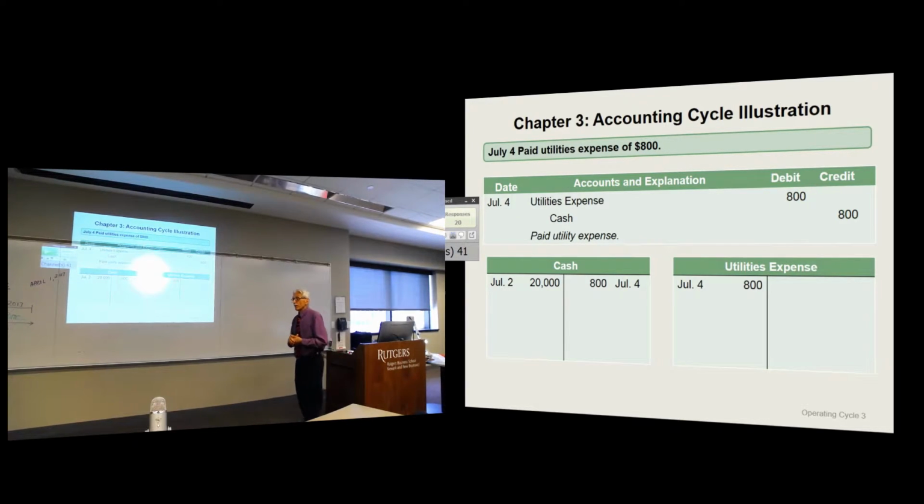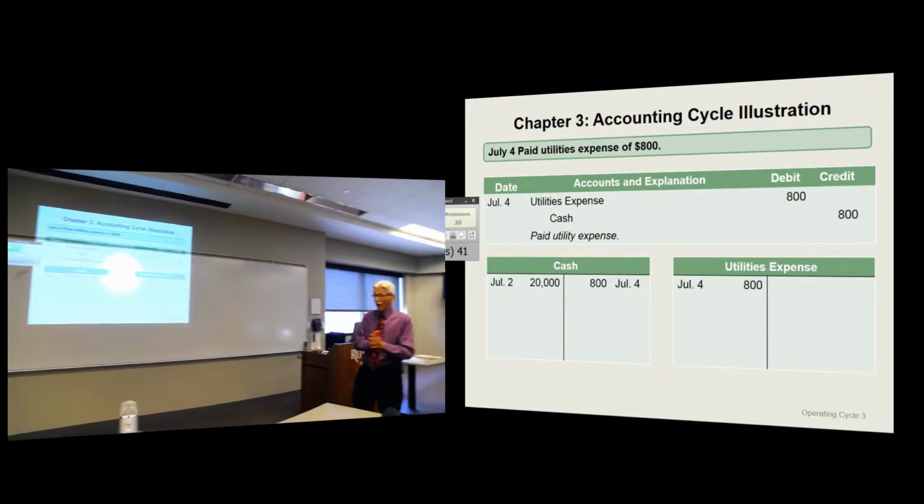Expense. A debit, utilities expense. Expense goes up by a debit. The debit to expense will reduce income and it will reduce retained earnings, but you do not record this directly into the retained earnings account. Have to keep it separate. You've got to explain to somebody where the cash went.